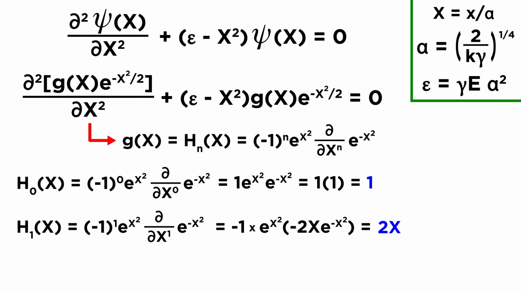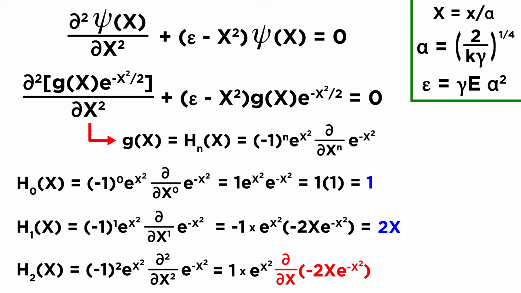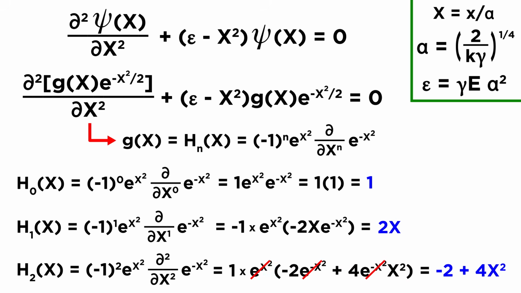When n equals 2, that means we need to take a second derivative, so we can just differentiate the first derivative, which requires that we use the product rule. And that leaves us with h sub 2 equals negative 2 plus 4x squared. So we can see that Hermite polynomials are regular polynomials that grow in order as n increases.